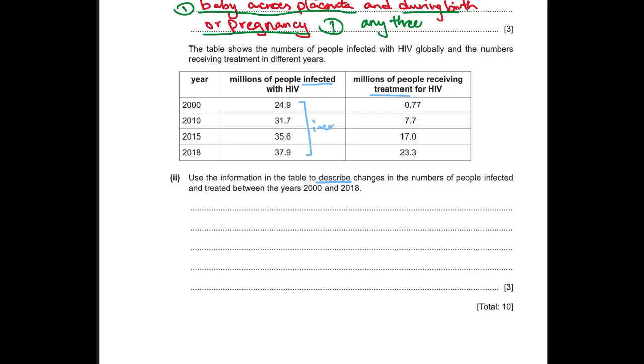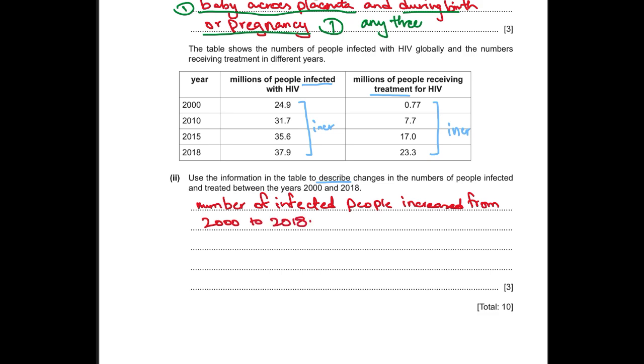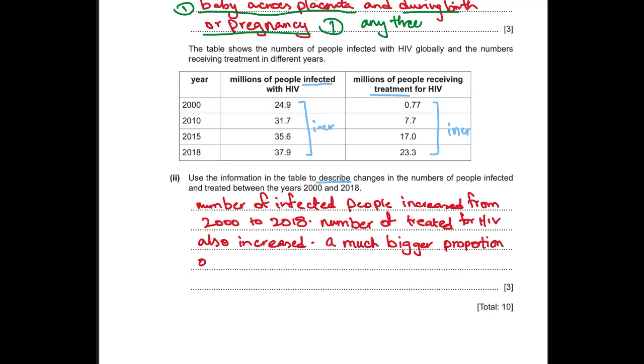You can see the number of people infected has also increased, as well as the million of people treated. We are going to start with number of infected people has increased from 2000 to 2018. We can also write the values to support the data. And number of people receiving treatment have also increased from 2000 to 2018. And a much bigger proportion of those treated were increased. We can use the data from the table to support this.